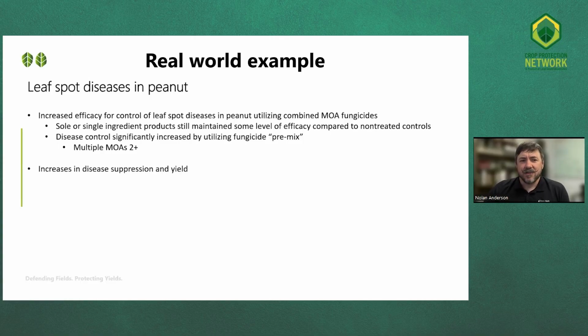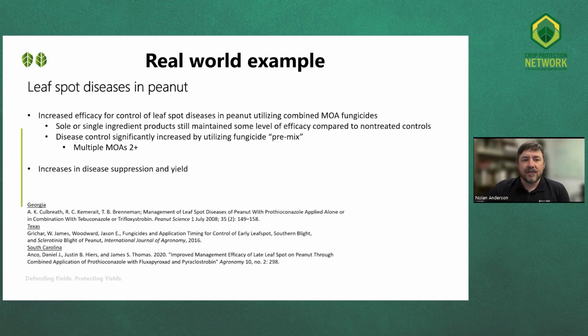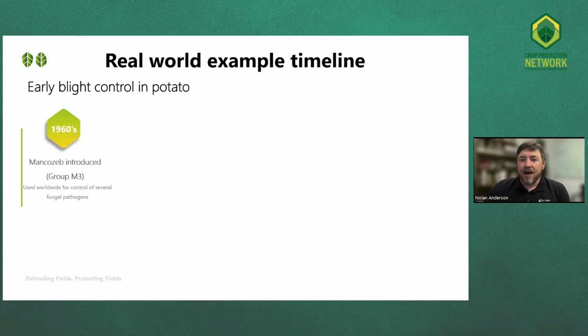Not only does this result in disease suppression, but in many cases, this also results in yield increases. This has been seen in several states throughout the U.S., including Georgia, Texas, and South Carolina. There's another real-world example to give a timeline on fungicide introduction and resistance introduction. We look towards early blight control in potatoes.